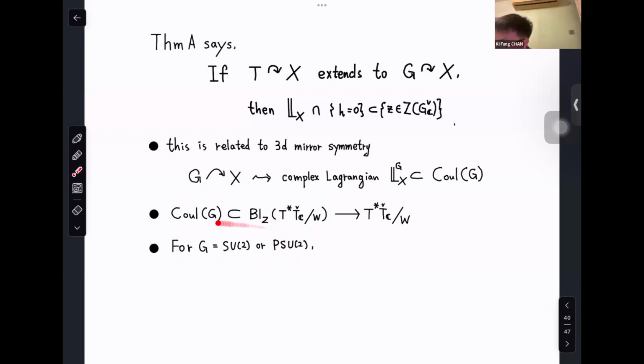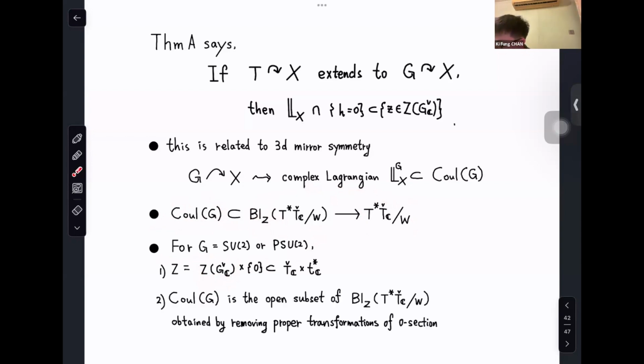If G is rank 1, then both sets can be described easily. So for the second step, the blow up locus is just the center of GC check at 0. And the Coulomb branch is an open subset of the blow up, obtained by removing the proper transform of the zero sections.